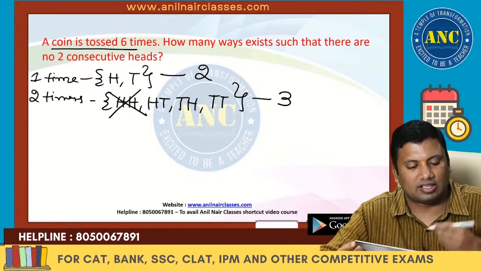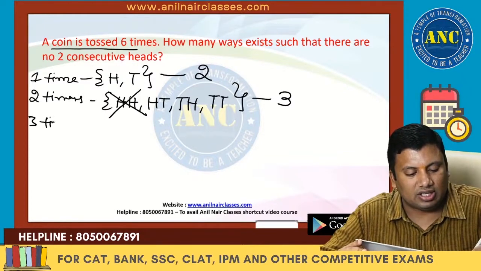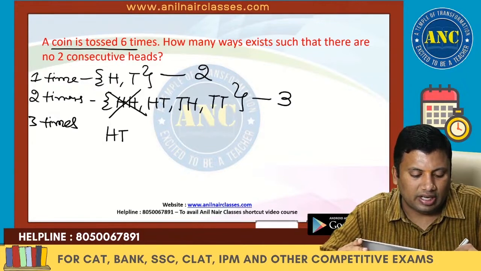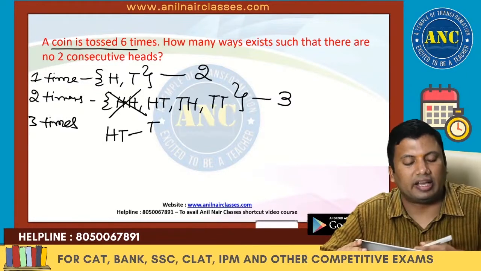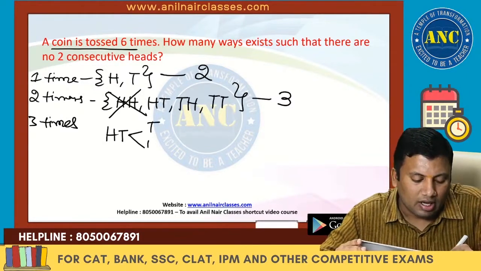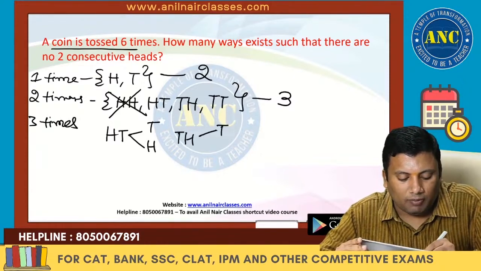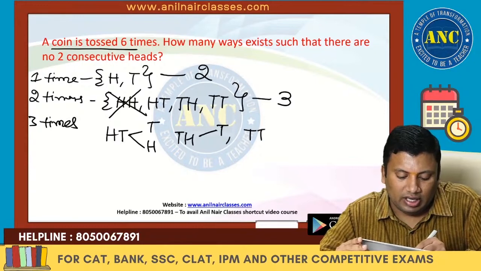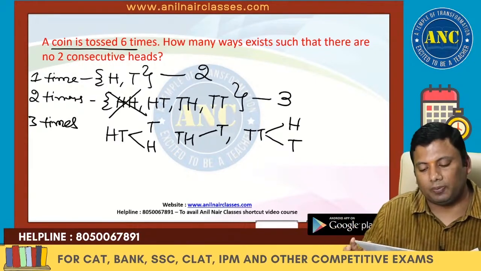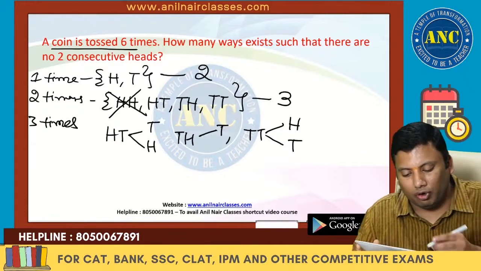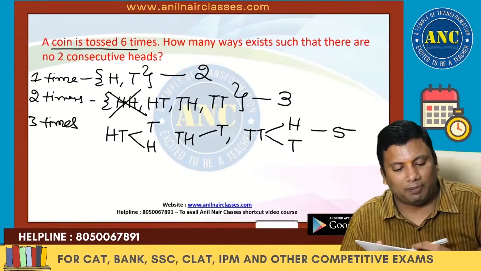These 3 cases. Suppose if it is 3 times, HT. After this T can come. No 2 H will come. After T, H can come. After the other T, H cannot come, only T can come. Right? H can come, T can come. 2H is not possible. So 2 plus 2, 4. 4 plus 1, 5. Again a beautiful application.